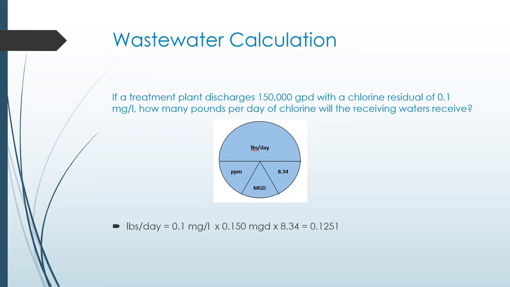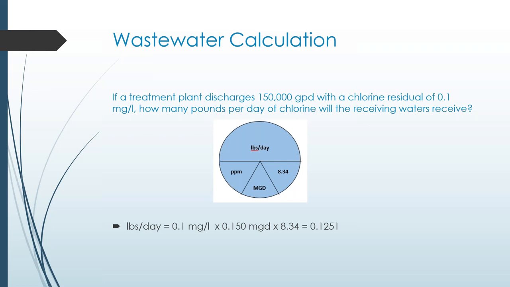Our milligram per liter, or in this instance, parts per million concentration, is 0.1 milligrams per liter. Our flow is 150,000 gallons per day. Converted to million gallons per day is 0.150 million gallons per day. Multiplied by our constant of 8.34 gives us a pounds per day total of 0.1251.